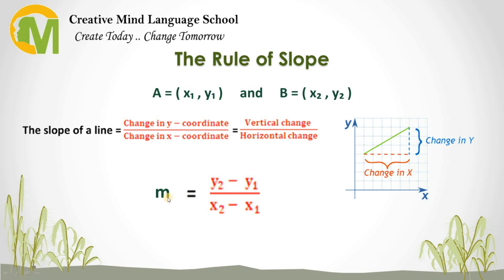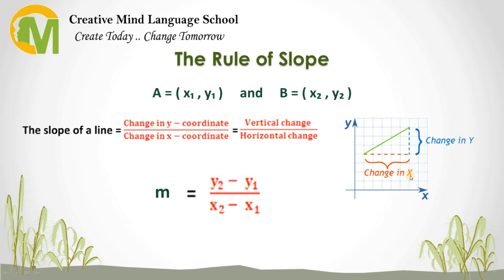Here we have the rule of the slope. M equals y2 minus y1 over x2 minus x1. y2 is the y coordinate of the ending point, y1 is the y coordinate of the starting point, x2 is the x coordinate of the ending point, x1 is the x coordinate of the starting point. And as you see in this graph, the slope of this line is the change in y divided by the change in x.